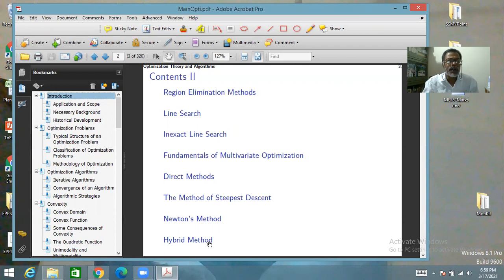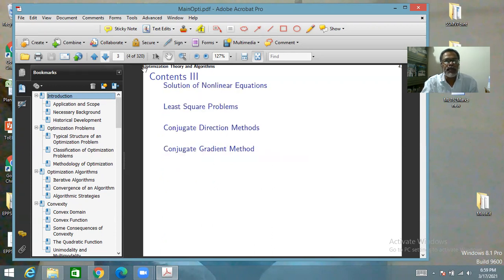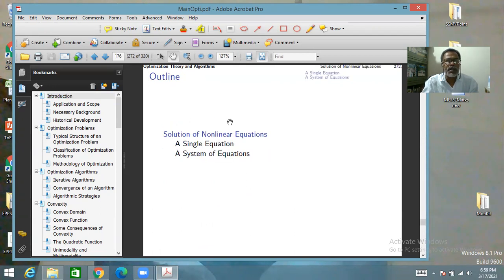Because nonlinear equation solving is something very important for people who do optimization. Okay, so this topic, solution of nonlinear equations, is a numerical method area which is very closely connected to optimization. So we'll first consider a single equation, something that you actually know to an extent, and then we will go to systems of equations.